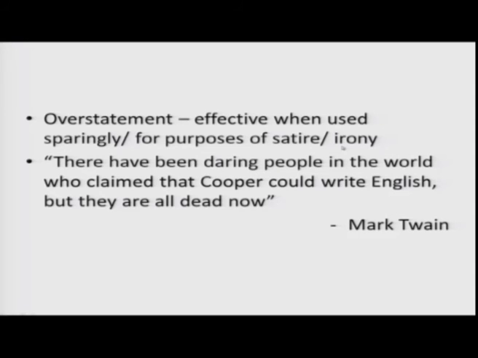Here is an example from Mark Twain. "There have been daring people in the world who claimed that Cooper could write English, but they are all dead now." So, here Mark Twain is passing a comment on this person called Cooper's English writing skills. As you can see, this is highly satiric. There is a lot of overstatement, you can see.